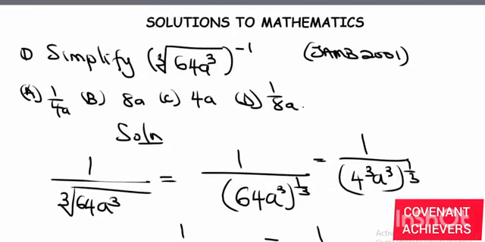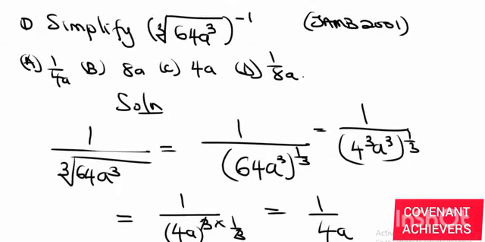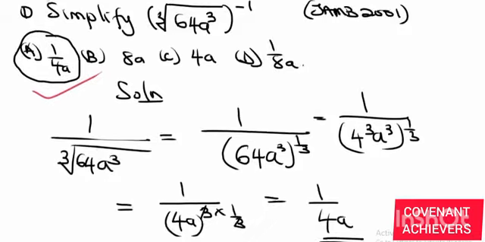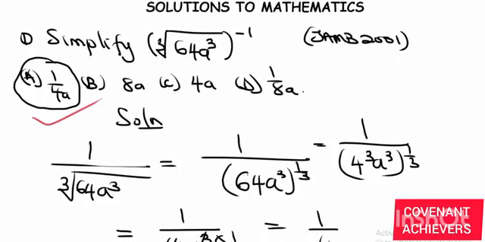And if you look at the question, that's our option A. Option A is 1 over 4a, and that is the correct answer for that question. You can see the way it has been solved for you. And let's see how we solve the second question as we go on.